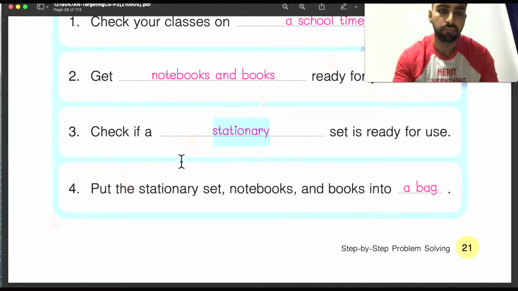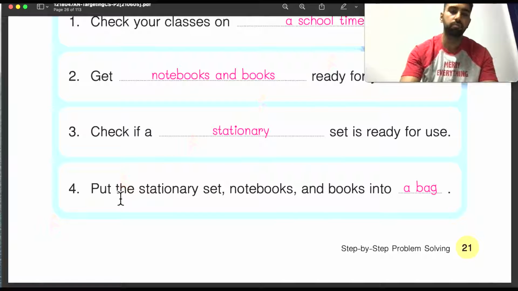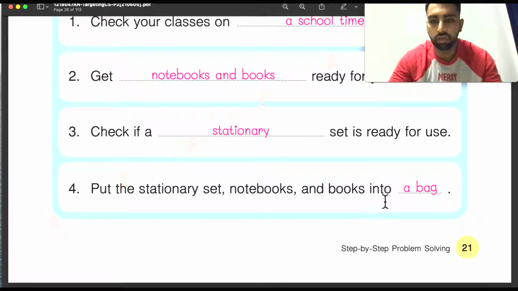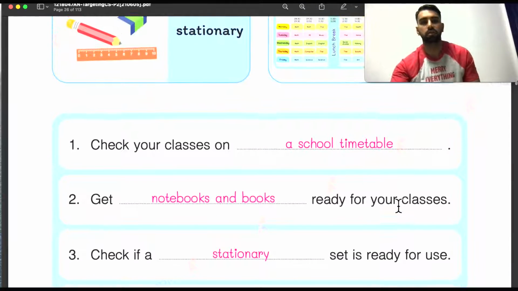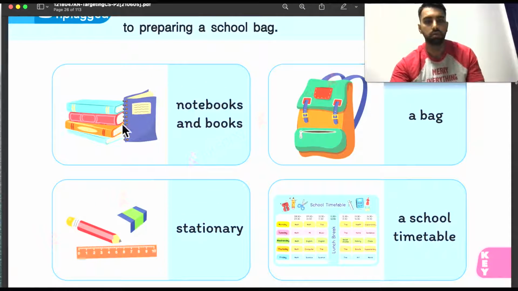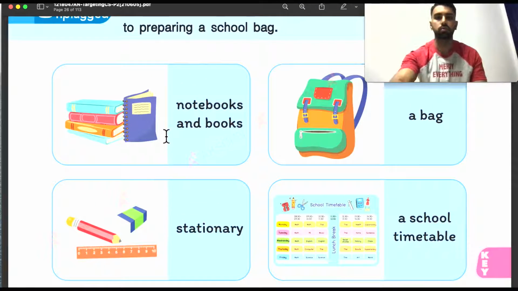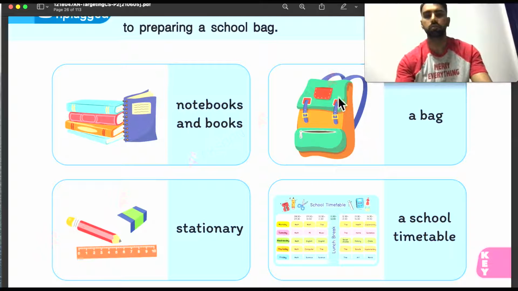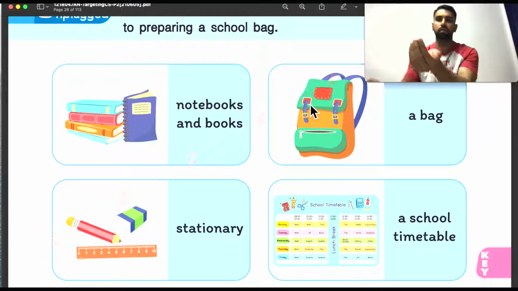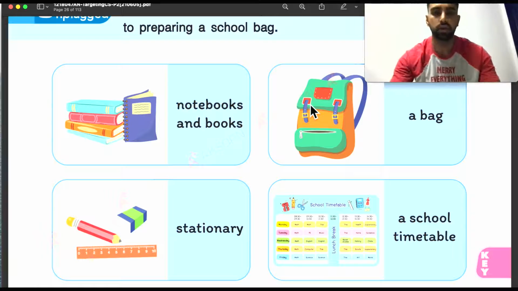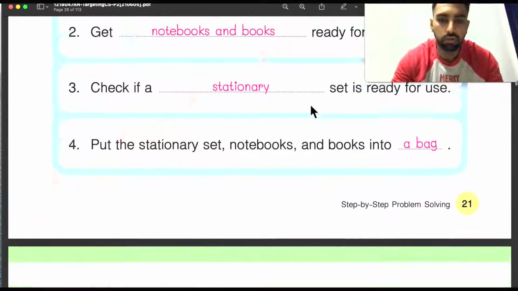All right, and number 4 is put the stationery set, notebooks and books into the bag. Put this into this one. All right, put everything into your school bag. All right, and now you are ready to go.